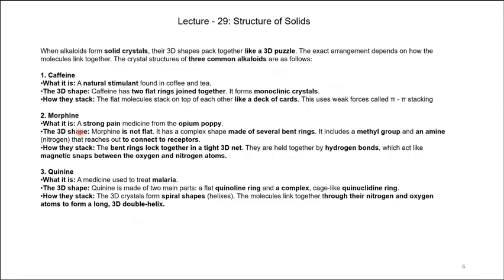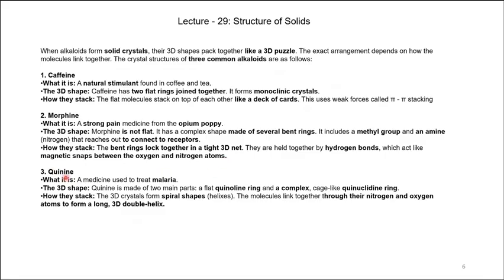Morphine, what is it? A strong painkiller, as we mentioned. And the 3D shape: morphine is not flat. It has a complex shape made of several fused rings, and it includes methyl groups and an amine that reaches out to connect to receptors. How do they stack? The rings lock together in a tight 3D net, held together by hydrogen bonds like magnetic snaps between the oxygen and nitrogen atoms.